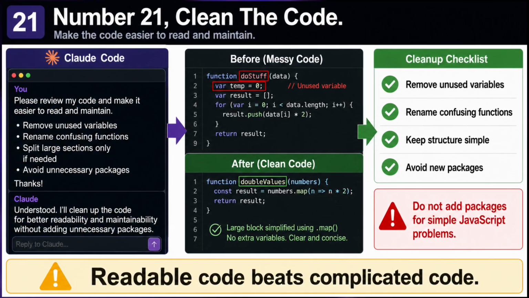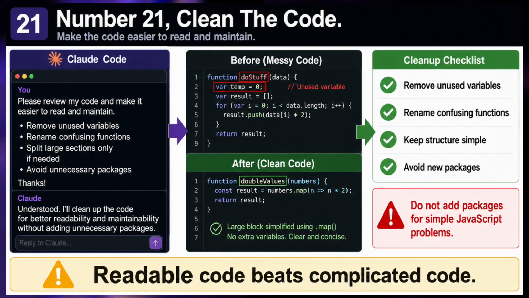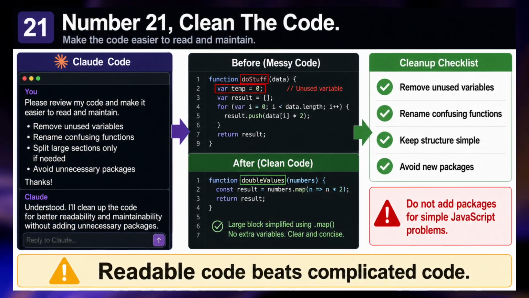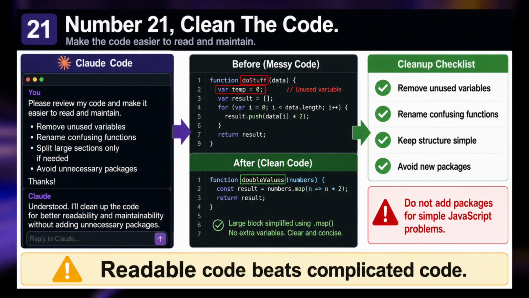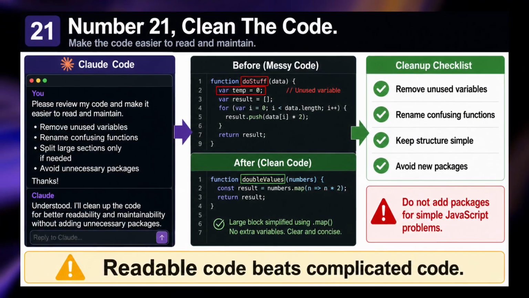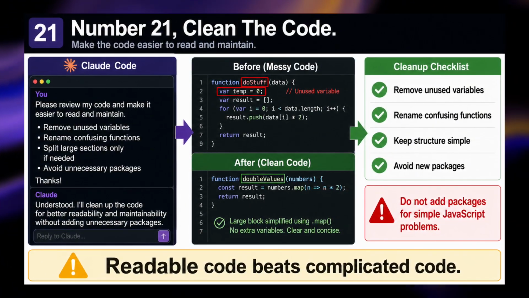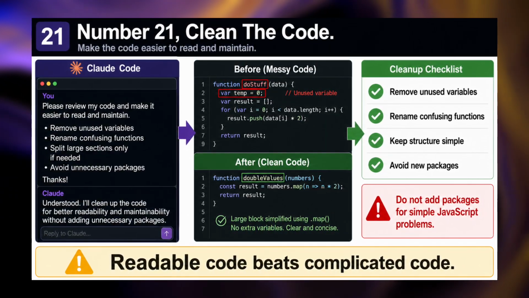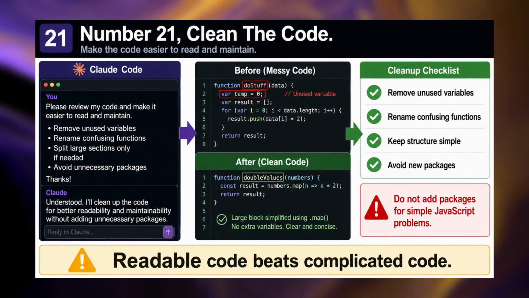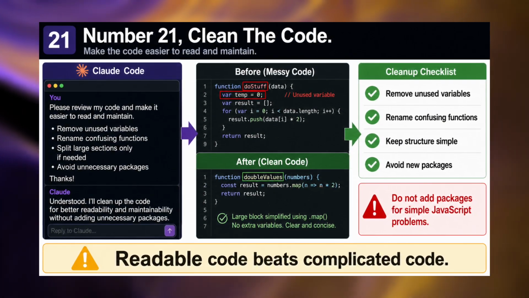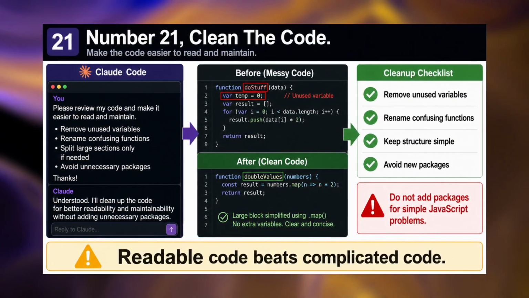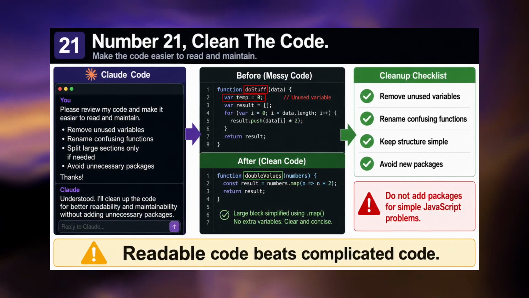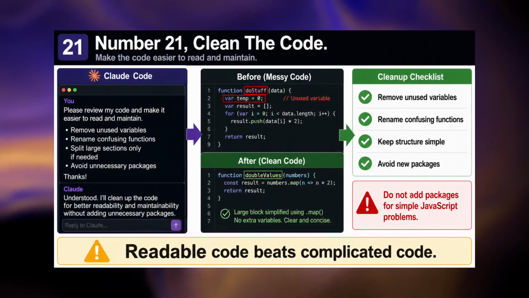Number 21. Clean the code. After the app works, ask Claude Code to review the code for readability. The goal is not to make the code advanced. The goal is to remove unused variables, split large sections only if needed, rename confusing functions, and make the structure easier to follow. Ask it to avoid unnecessary new packages. A common beginner mistake is letting AI add dependencies for problems that can be solved with simple JavaScript. Every package becomes something you must maintain later.